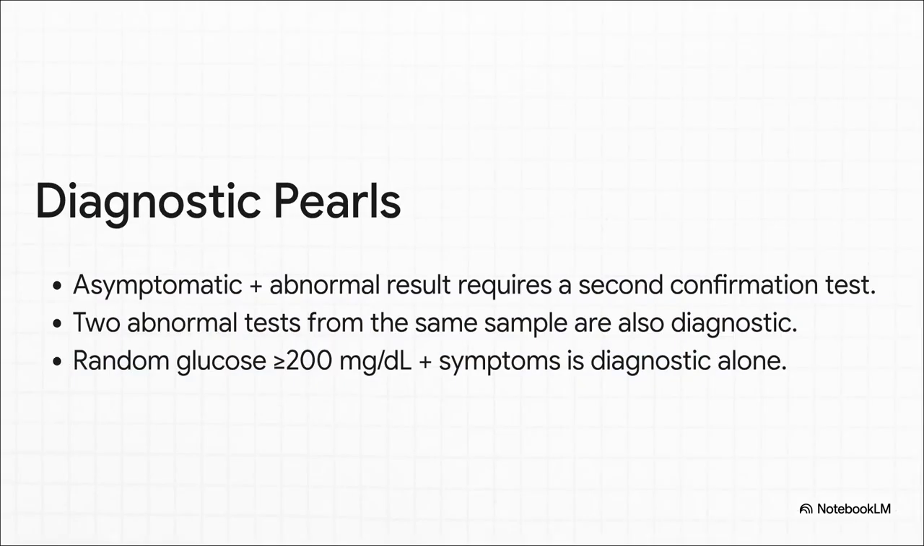And this brings us to an absolutely critical safety point. Outside of that slam dunk case with a symptomatic patient, you should never make this lifelong diagnosis based on one single number. It's just not safe. If you get an abnormal result in someone without symptoms, you have to confirm it.